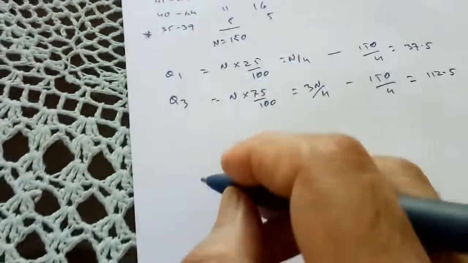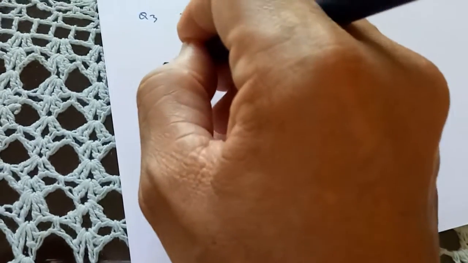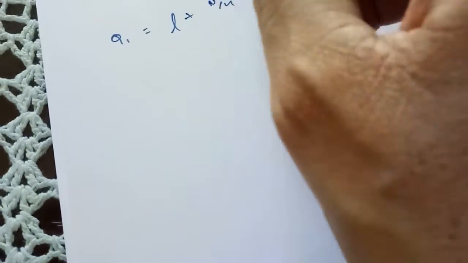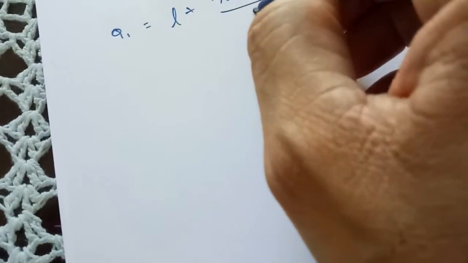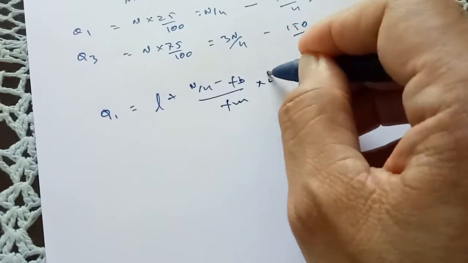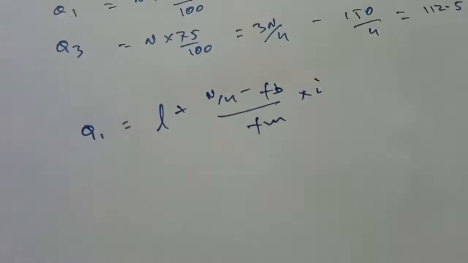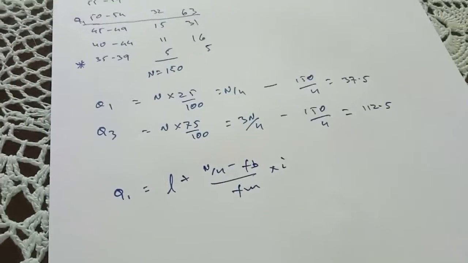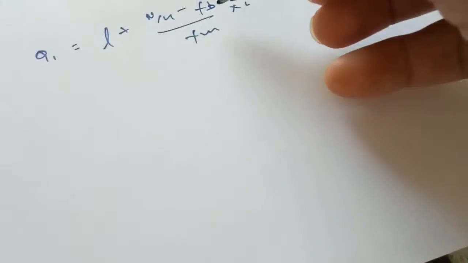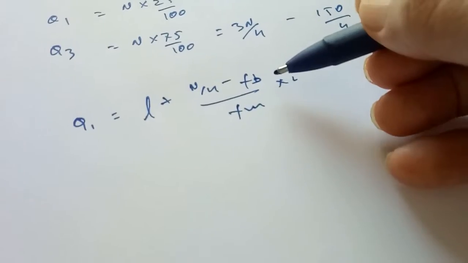The formula for Q1 is Q1 equals L plus n by 4 minus FB upon FM into i. Always remember, this FB and FM is solely for convenience. Different books might use different symbols, but this is what I find very easy to remember.